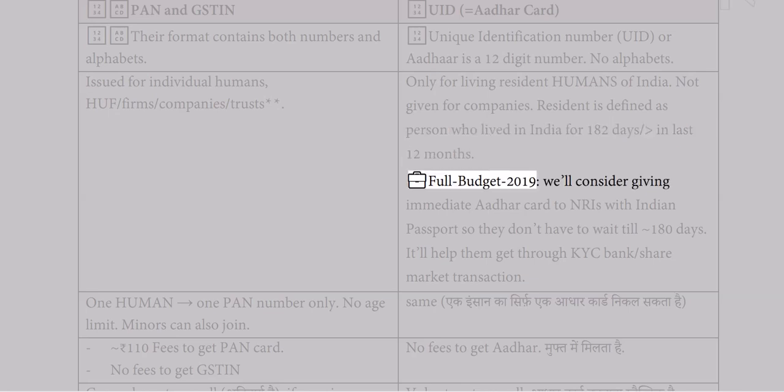In Budget 2019, they will consider giving an immediate Aadhaar card to NRIs with an Indian passport so they don't have to wait till 180 days. It'll help them get through KYC for banks and share market transactions. One human, one PAN number only. No age limit, minors can also join. There is a fee to get a PAN card. No fees to get GSTIN, no fees to get Aadhaar.